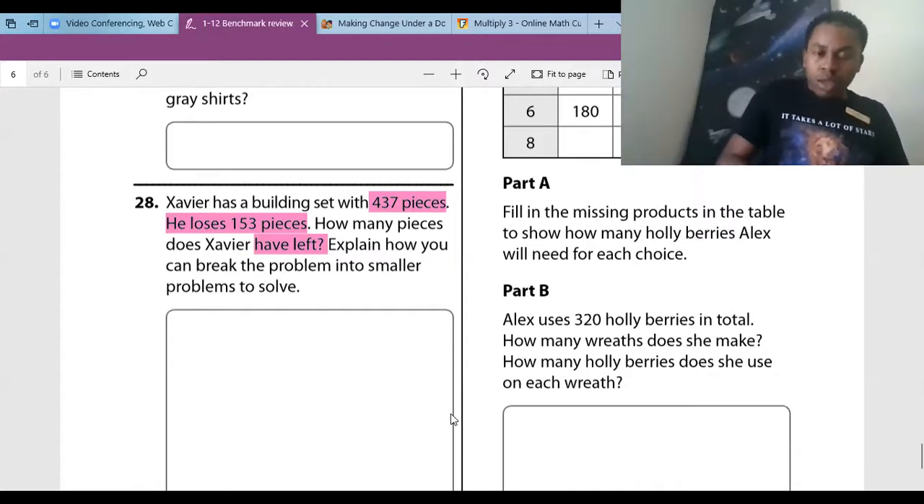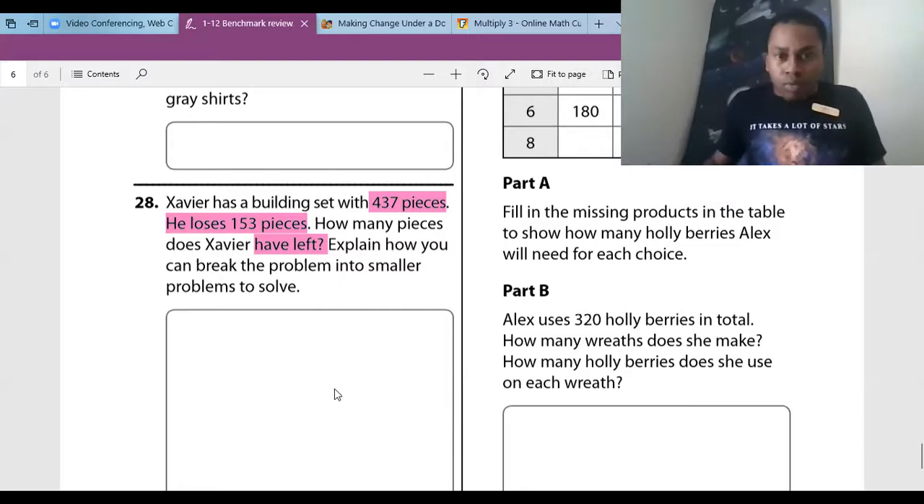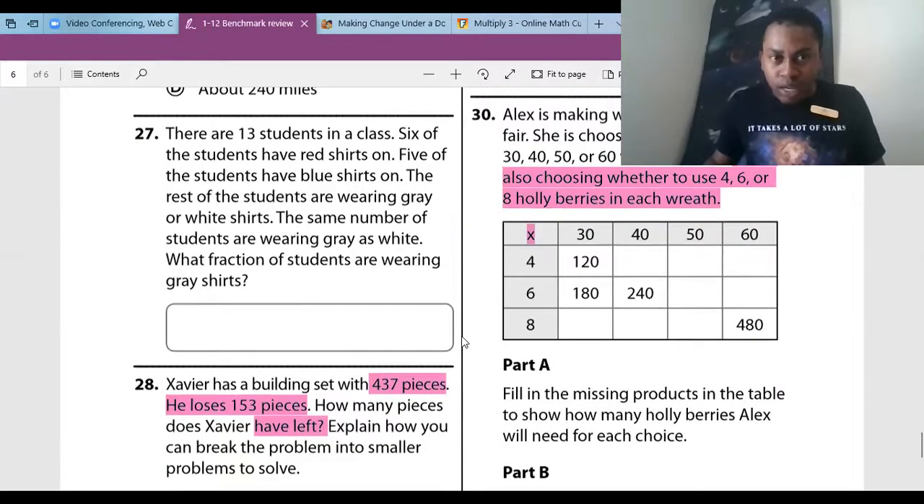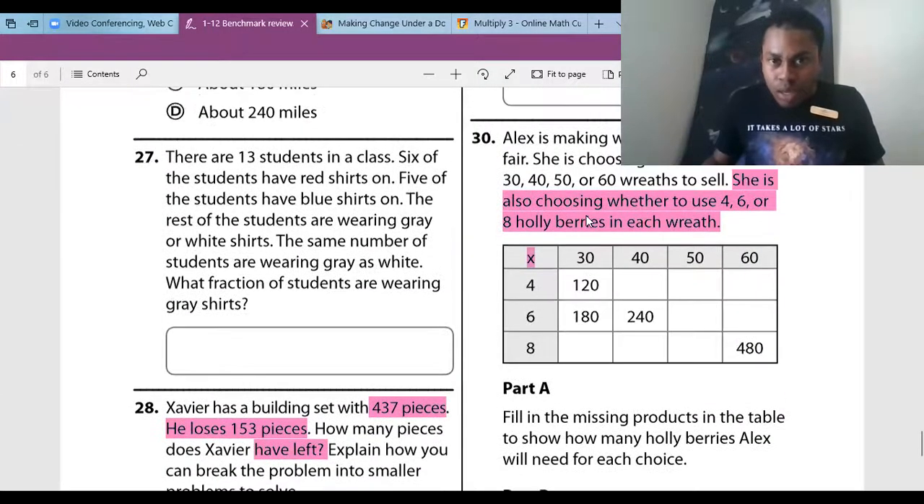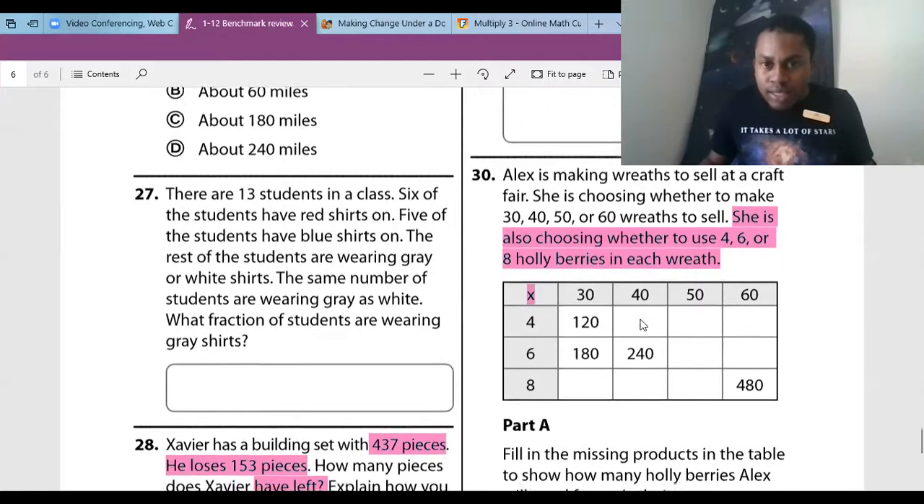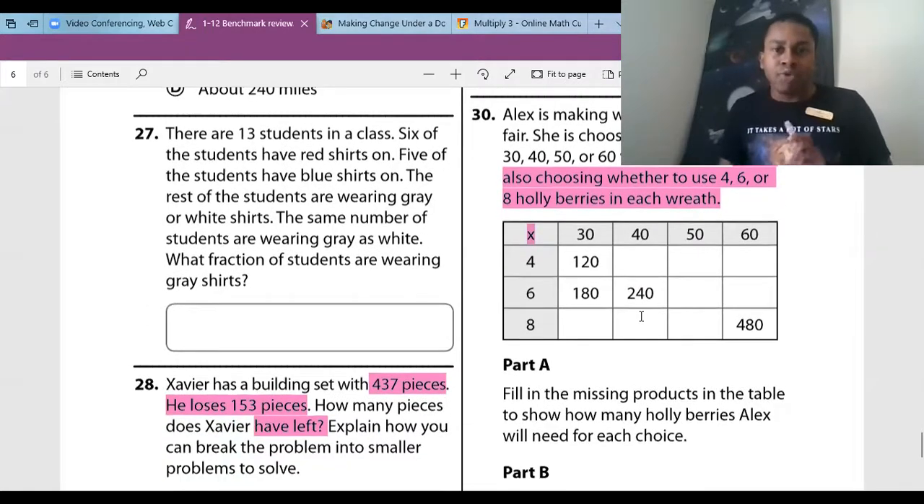Okay, right? We're on 28. We're going to move to that next even number here. All right, so we're going to 30. I'm going to move myself out of the way so you can see the question. All right, it says Alex is making wreaths to sell at a craft fair. She is choosing whether to make 30, 40, 50, or 60 wreaths to sell. She is also choosing whether to use 4, 6, or 8 holly berries in each wreath.